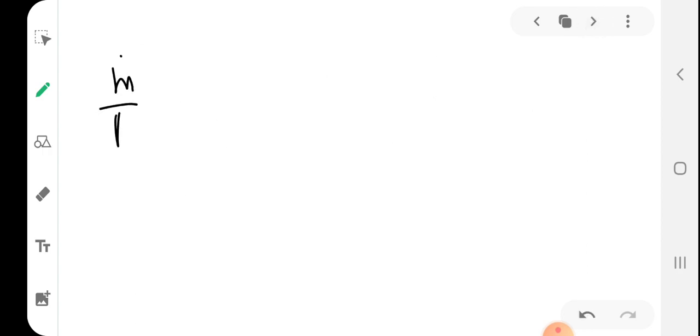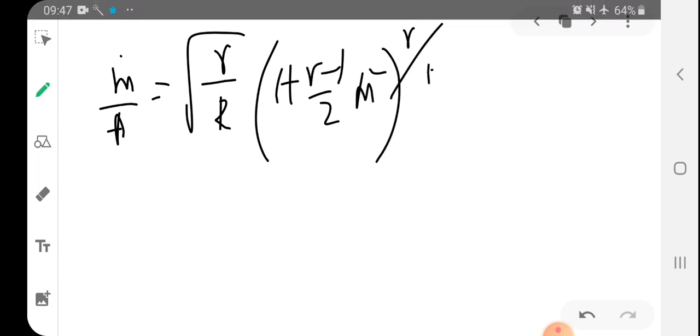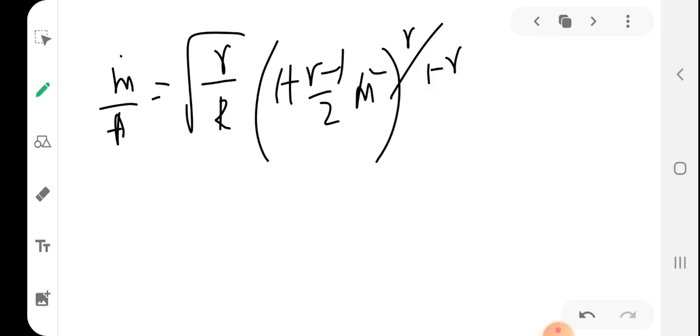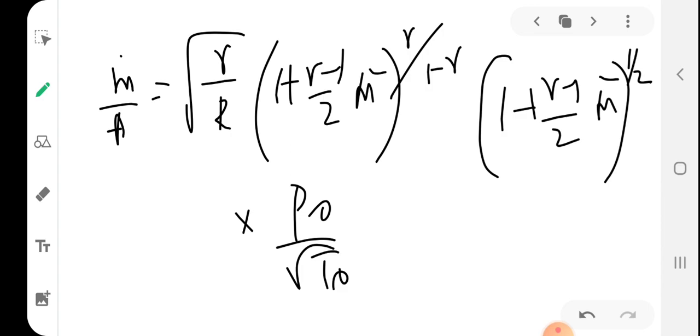m dot by A equal to root of gamma by R into 1 plus gamma minus 1 by 2 Mach square raised to gamma by 1 minus gamma. So minus, I am taking it inside, into 1 plus gamma minus 1 by 2 Mach square raised to half into P0 by root T0. So there is the term P0 by root T0 into M.